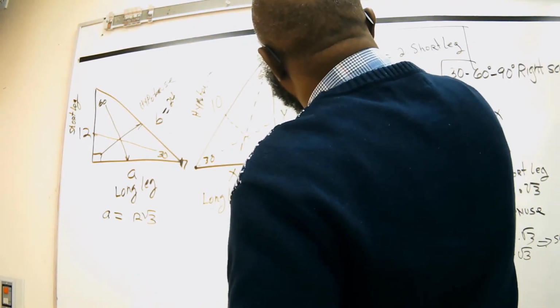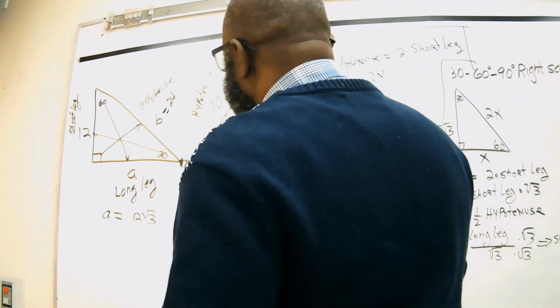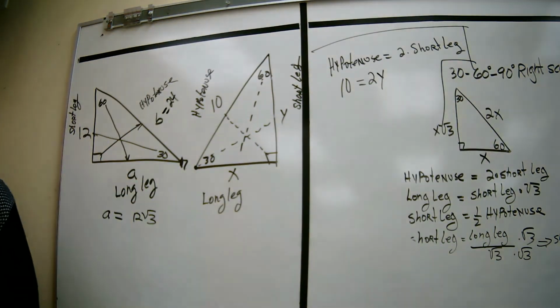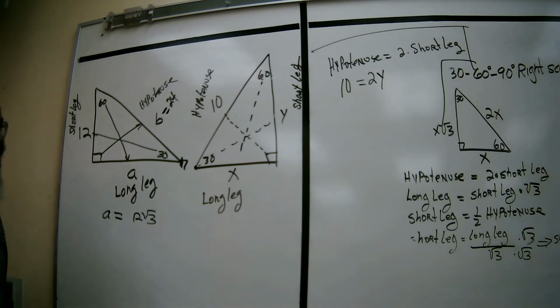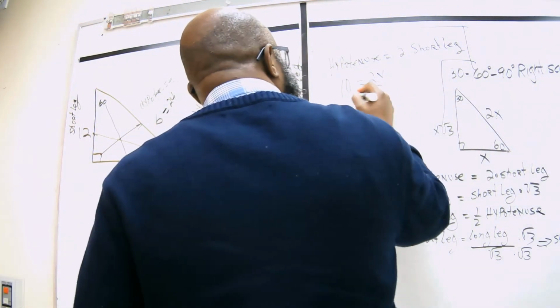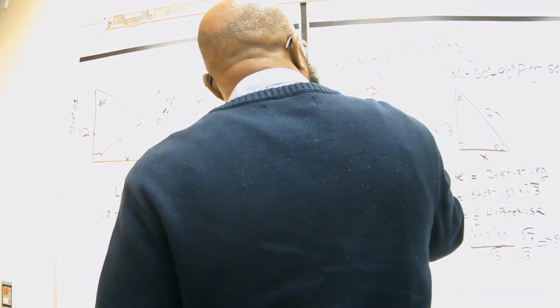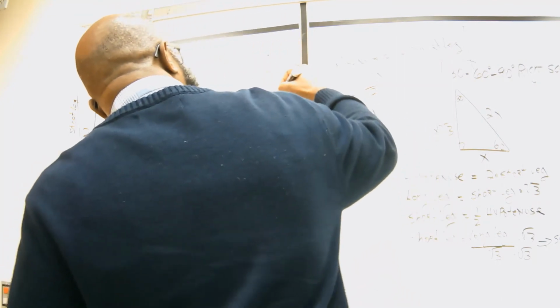What is the short leg? The short leg is Y. It's 2Y. Very simple. Then everybody will know what Y is. Divide by 2. Therefore, Y is 5. My short leg is 5.